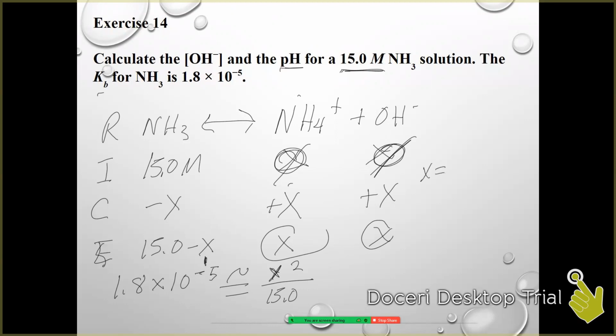So I got X is equal to 0.0164. All right. And that is my hydroxide concentration. That was one of my questions. Now I need to find the pH. So I'm going to take the negative log of my hydroxide concentration, but that's going to give me the POH.